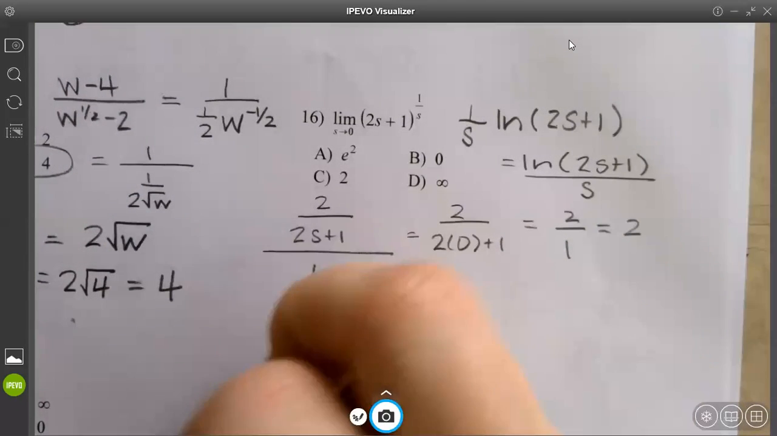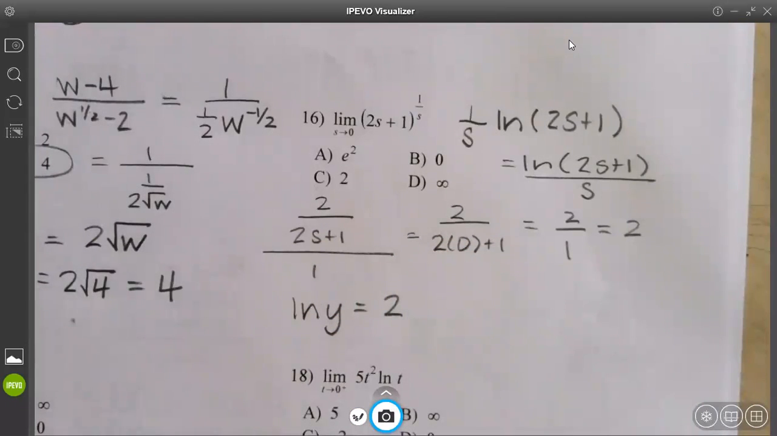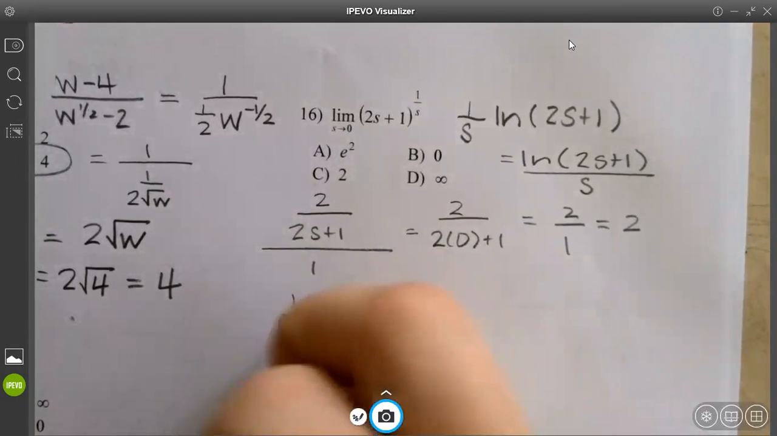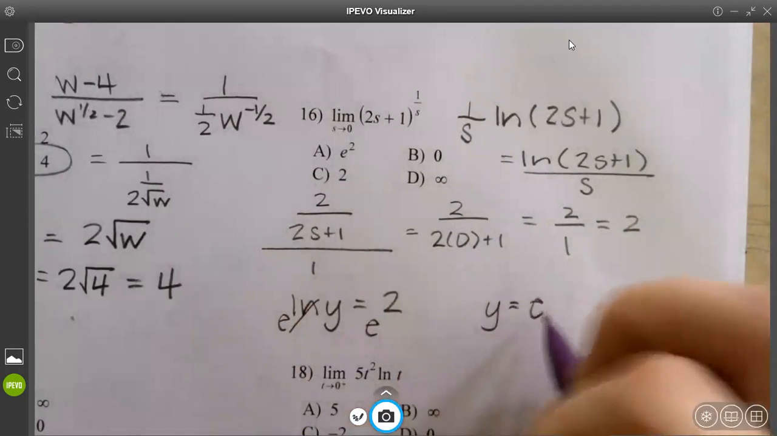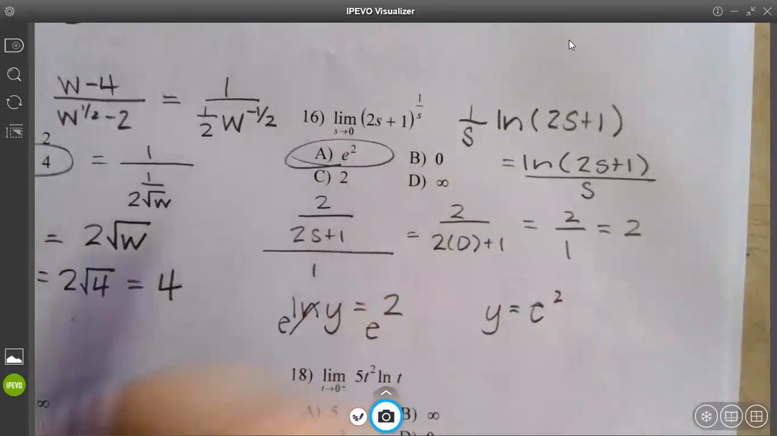Don't be dumb like me. I took the ln, so I need to set it equal to ln y. And then how do I solve? If you look, y equals e to the second. We didn't take anything out, so there's no multiply by anything. Your final answer is e to the second.